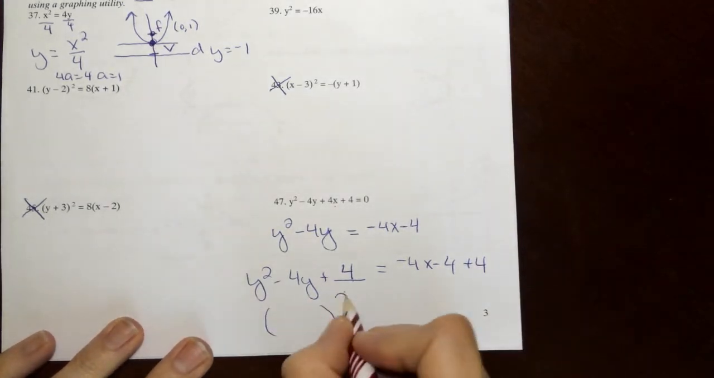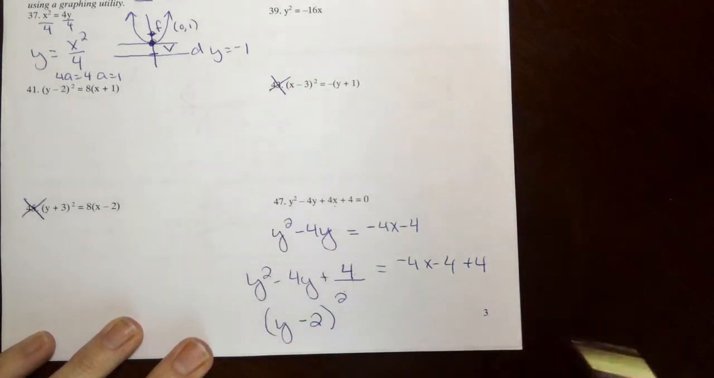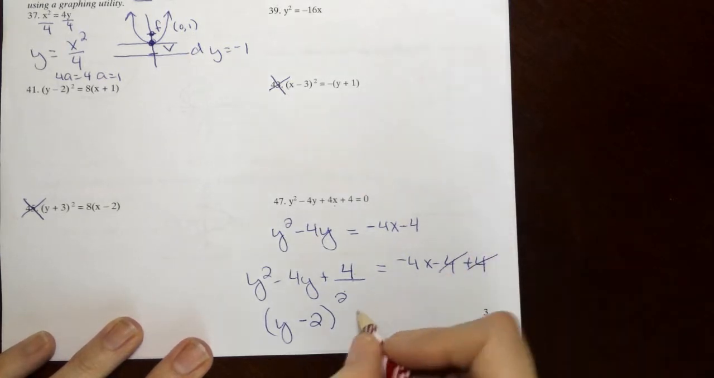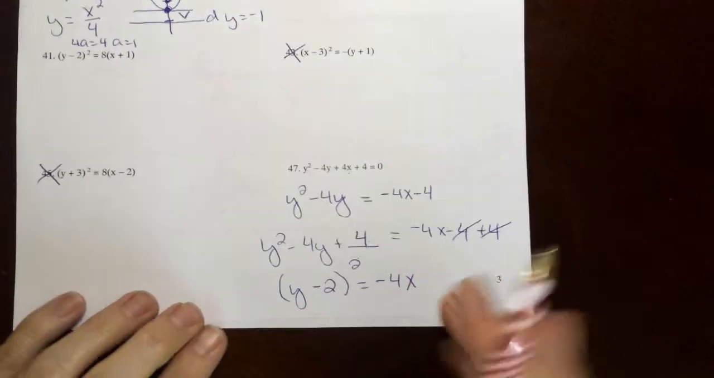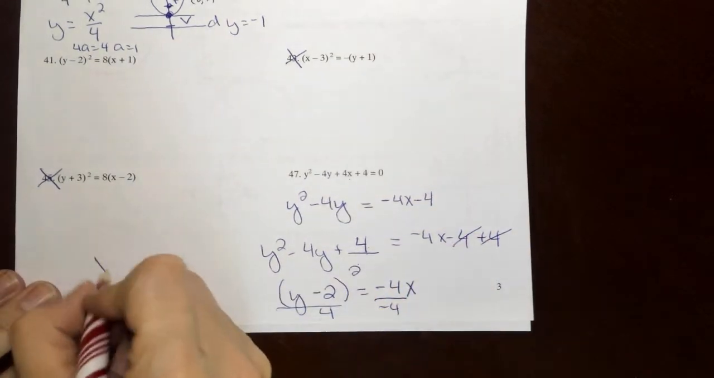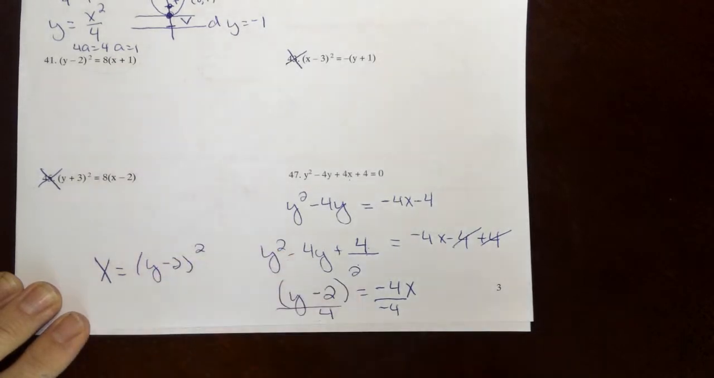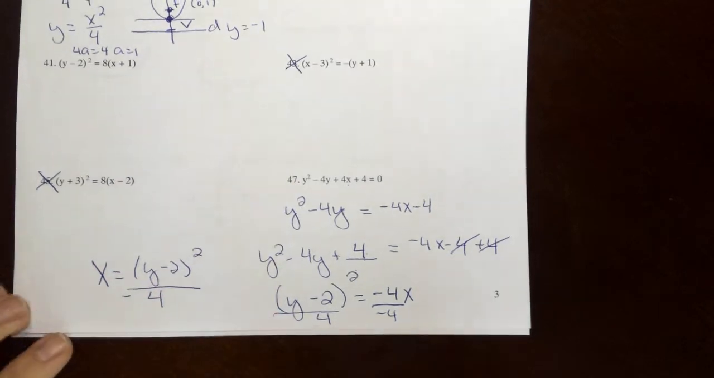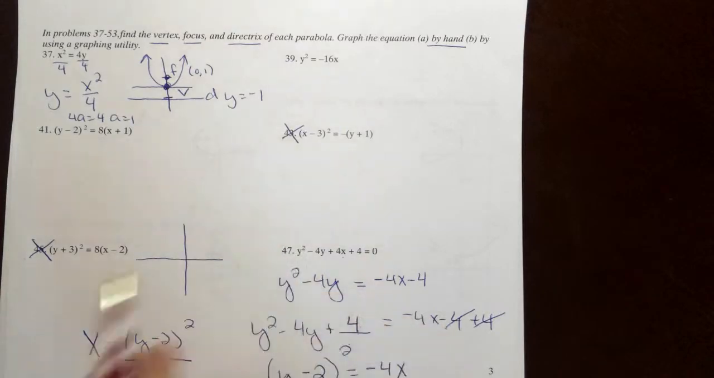Okay, so now we're going to square it. So what factors of 4 add up to -4? -2 and -2. Over here on the right-hand side, these two 4's canceled and I'm left with negative 4x. So all I have to do now is divide by negative 4. So we have x equals y minus 2 squared over a negative 4.